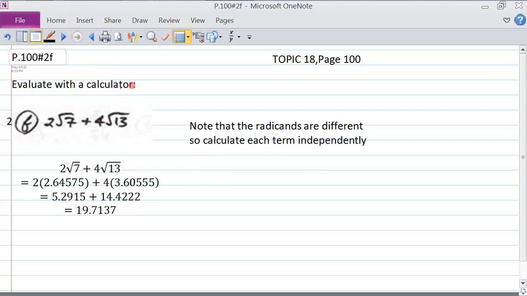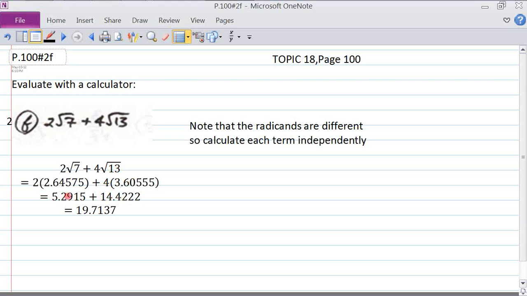And now here it says evaluate with a calculator. This is twice the square root of 7 plus 4 times the square root of 13. So really what we have to do is treat each of these independently and use a calculator. The square root of 7 is 2.64575, and we multiply that by 2, we get this. The square root of 13 is 3.60555. We multiply it by 4, and we get this.